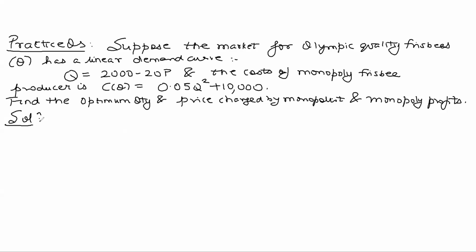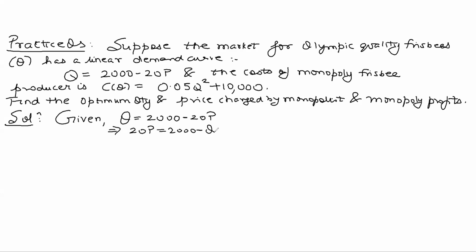We will use the condition MR = MC, but to find MR, we need to find total revenue TR first. So we are given that Q = 2000 - 20p. First we will write price in terms of quantity. So this implies 20p = 2000 - Q, because ultimately we have to convert everything in terms of Q.